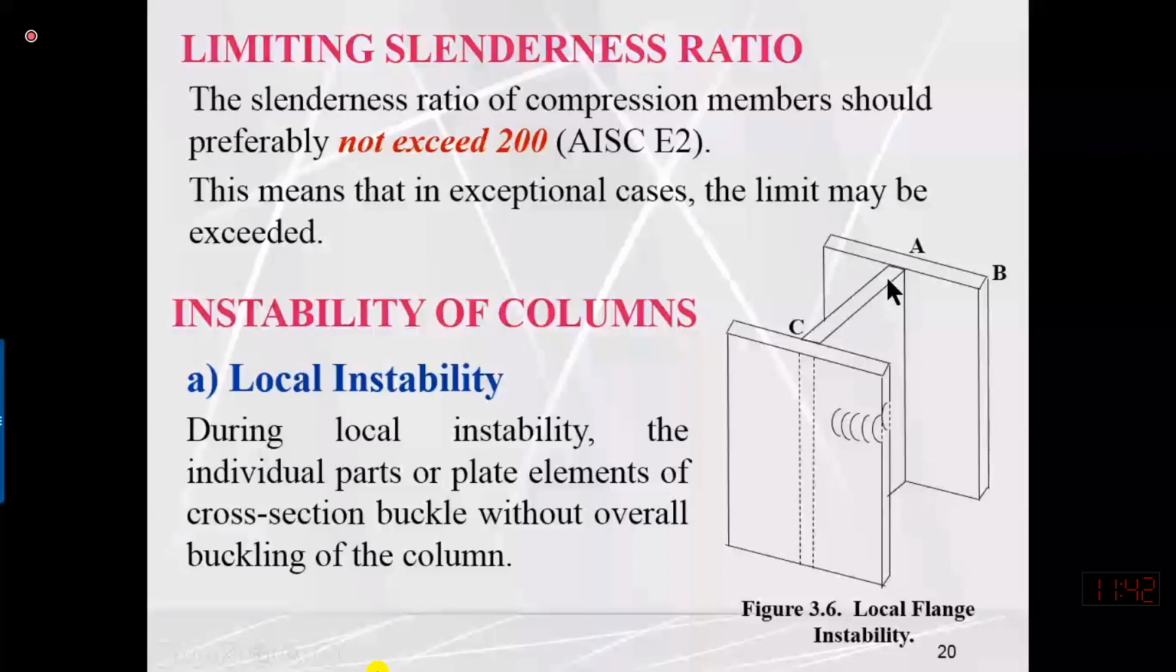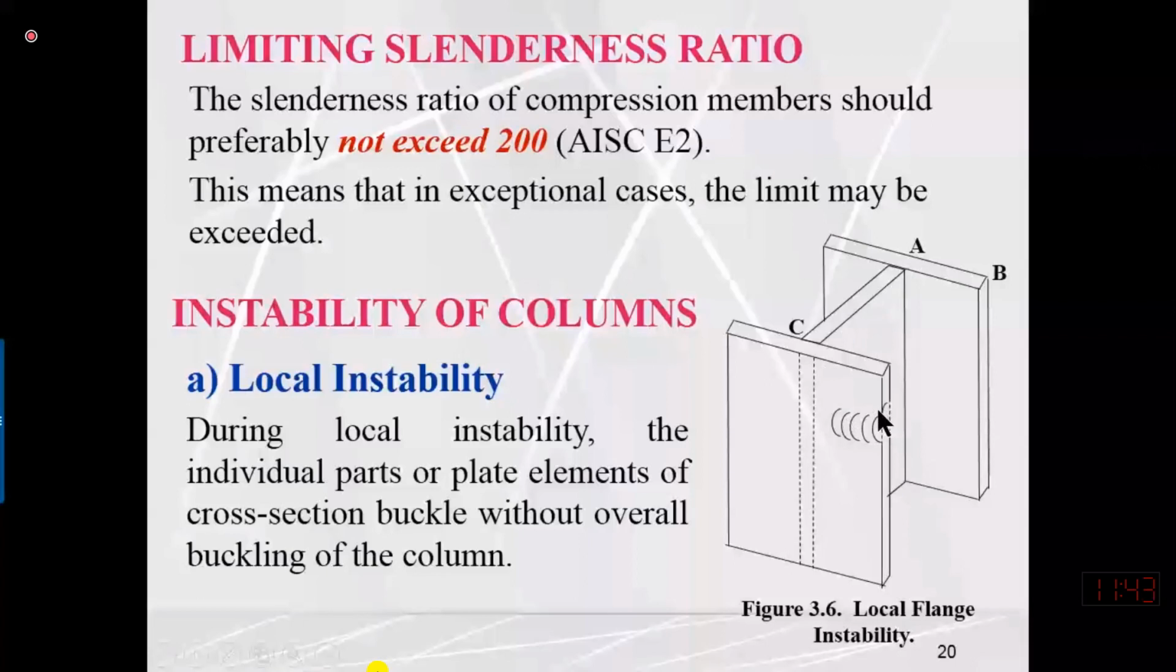This W section has two types of elements: flange and web. The web is connected from both sides, but the half flange is only connected from one side and the other side is free. So when buckling occurs, the half flange may buckle or the web may buckle. Why the half flange? Because from one side it is the projected length. This is the cantilever portion of the W section: one edge is free and the other is fixed.